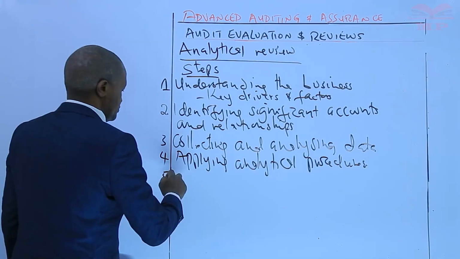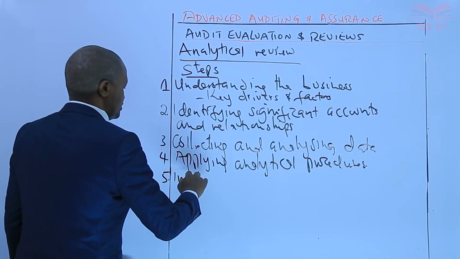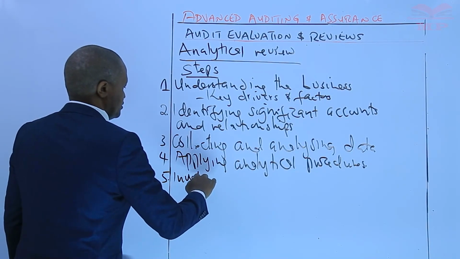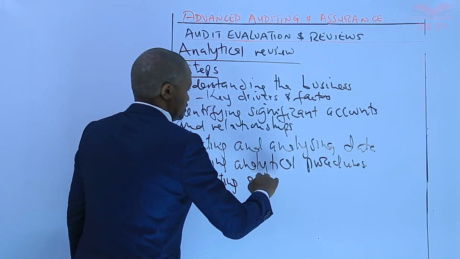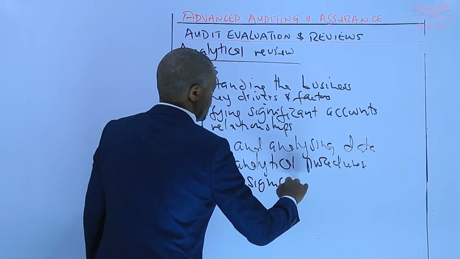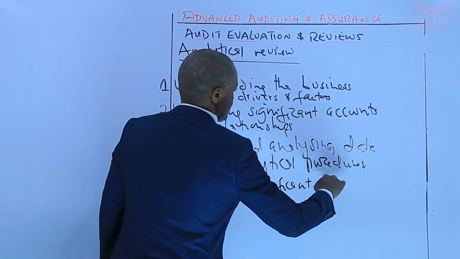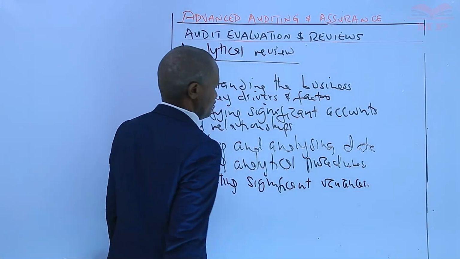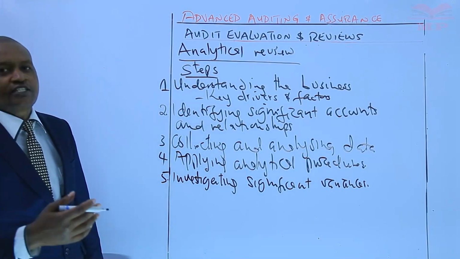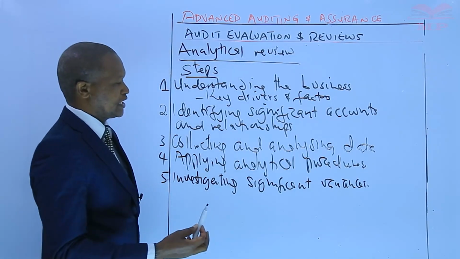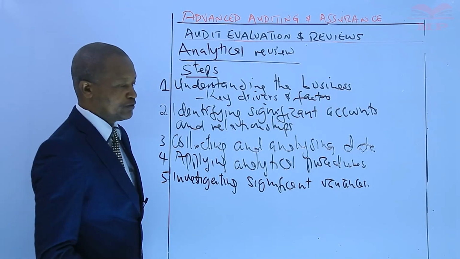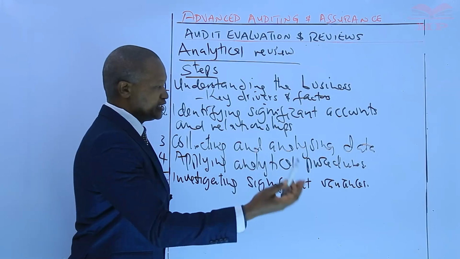Number 5, investigating significant variances. We've here seen how the auditor can compare the current financial information with the budgeted information and so on.